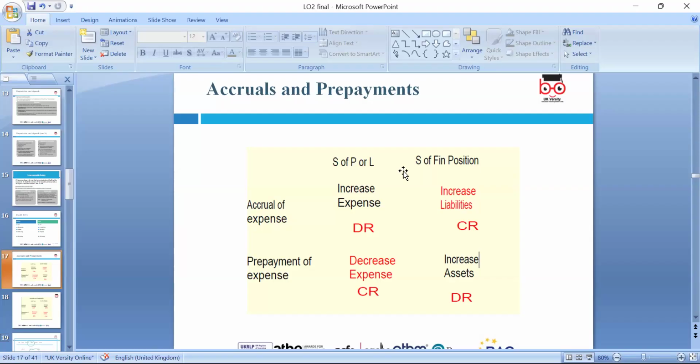So prepaid expense: if you paid car insurance in advance, say on the 1st of July you make the payment for the whole year's car insurance, and your year end is the 31st of December. First you do the debit entry as an expense, debit expense and credit cash, because we make the payment.